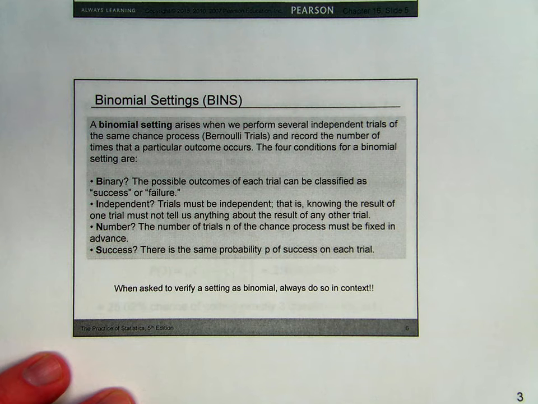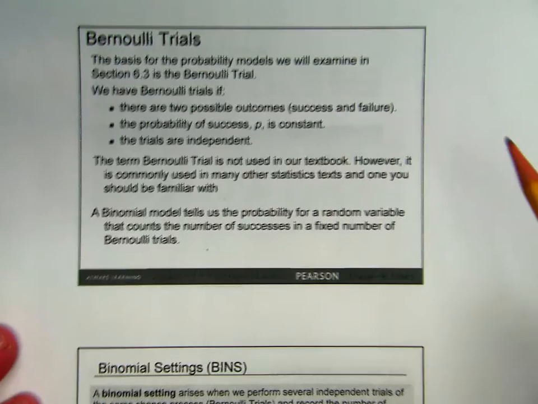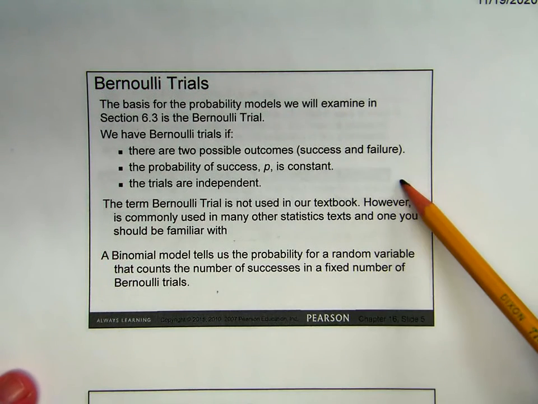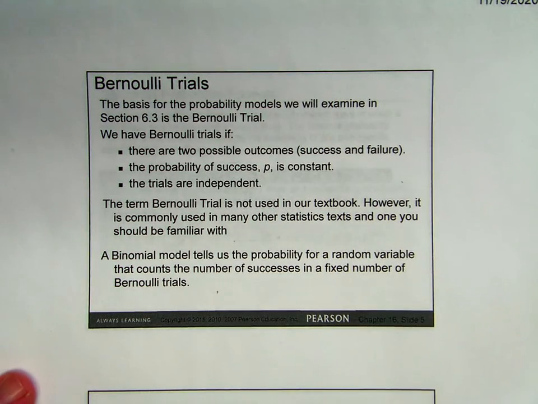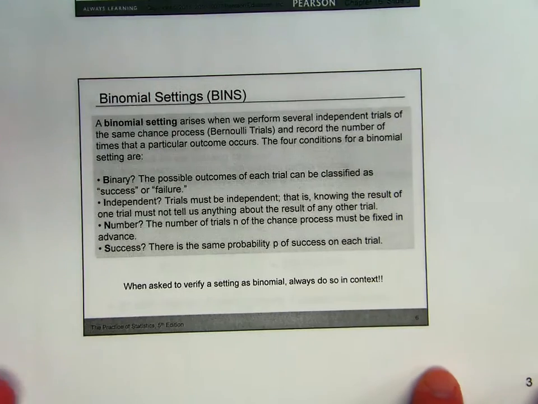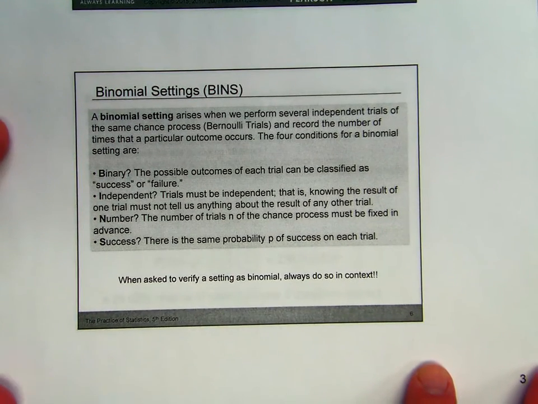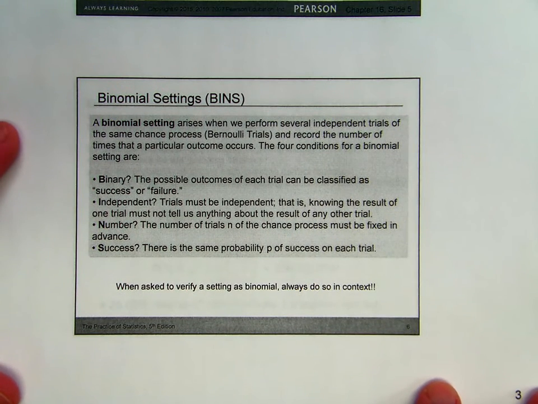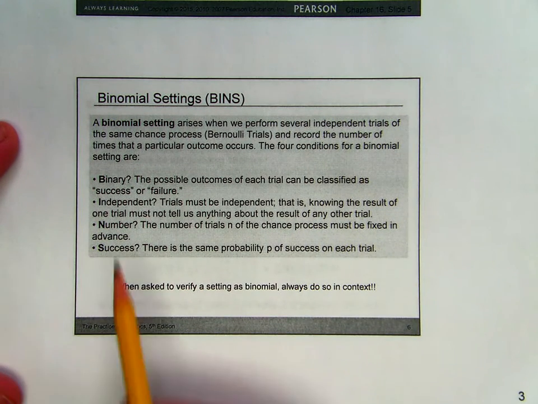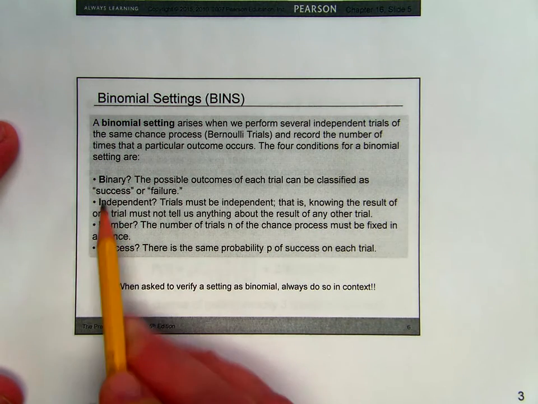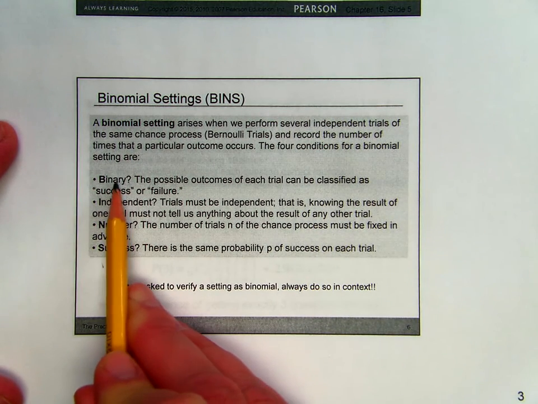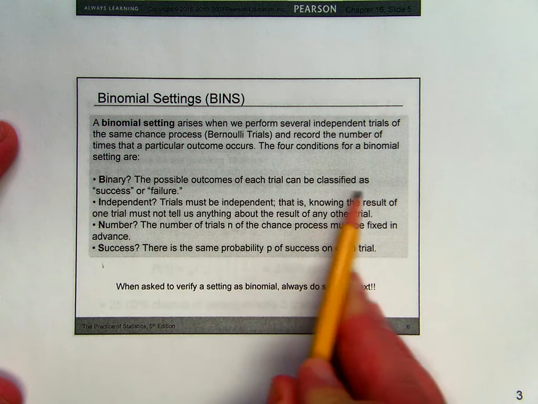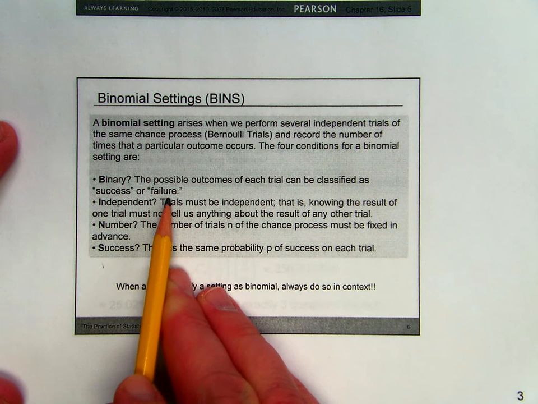The four conditions for a binomial setting are, well, three of them are just slight rewordings of what was here, and then there's the fourth one that will distinguish this from the other type of probability we're going to do that's included in 6.3, known as geometric probability. So we have a nice acronym: BINS, B-I-N-S. B stands for binary. The possible outcomes of each trial can be classified as a success or a failure.